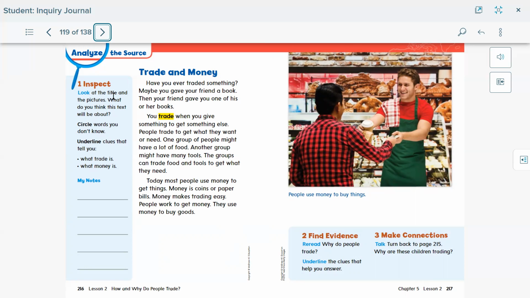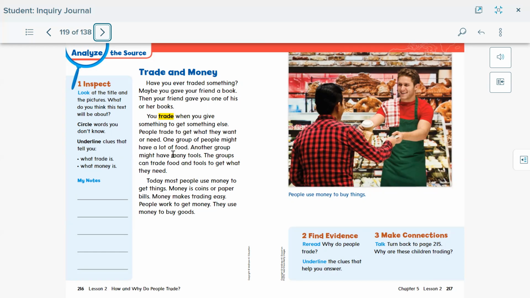Okay. Look at the title and the pictures, what do you think this text will be about? Trade and money. You trading and you purchasing or using money. Circle words that you don't know. So any word you think it's new, you can circle it. Underline clues that tell you what trade is.